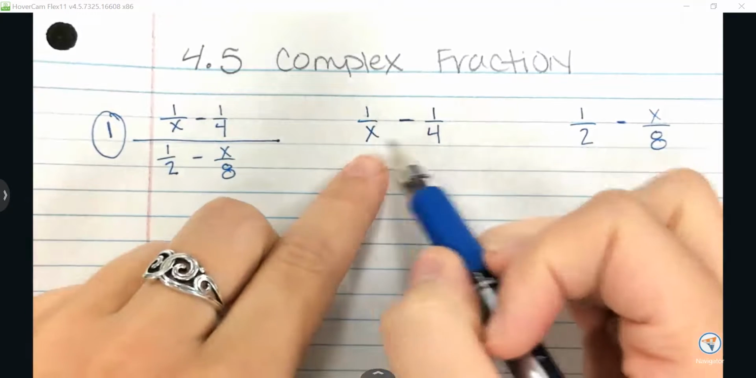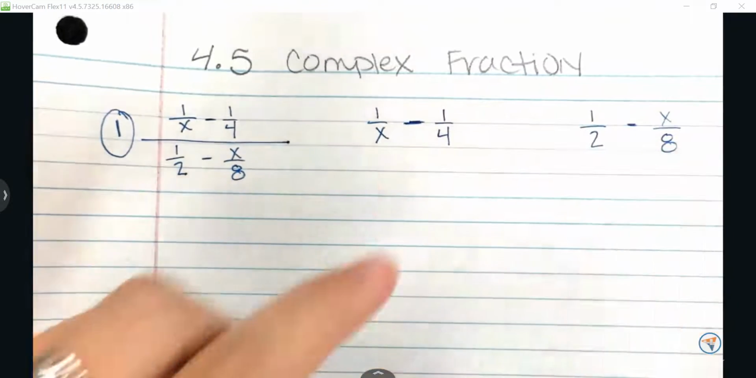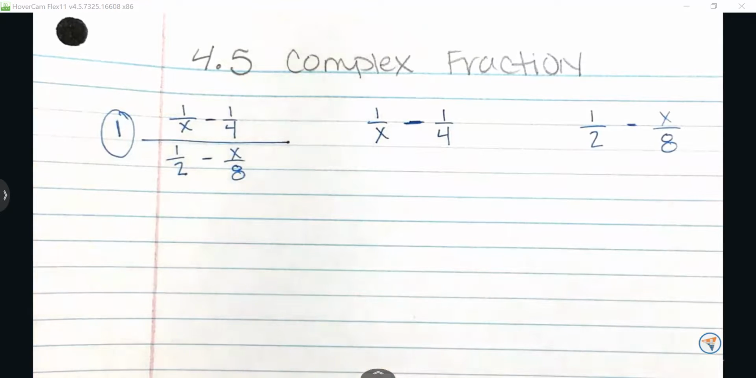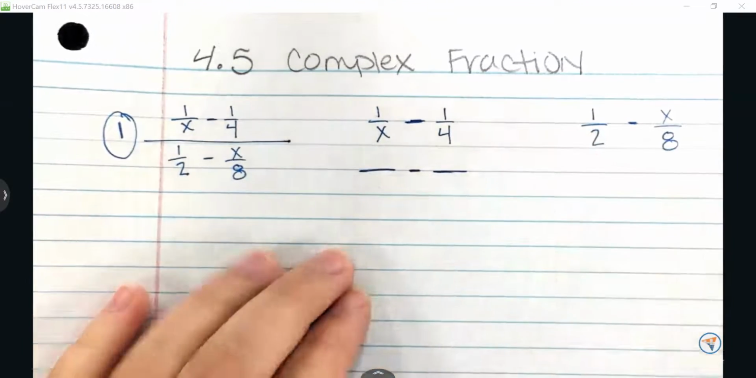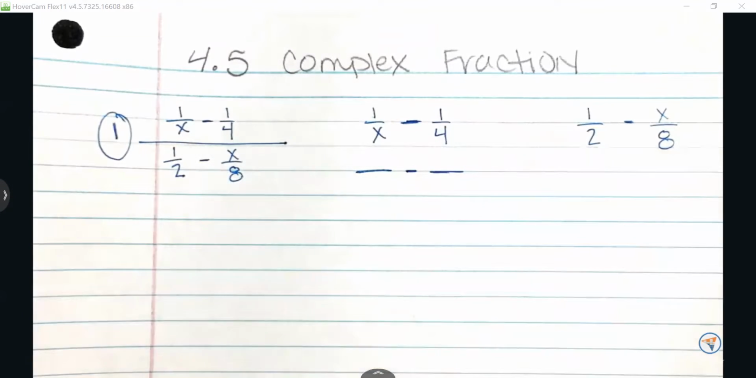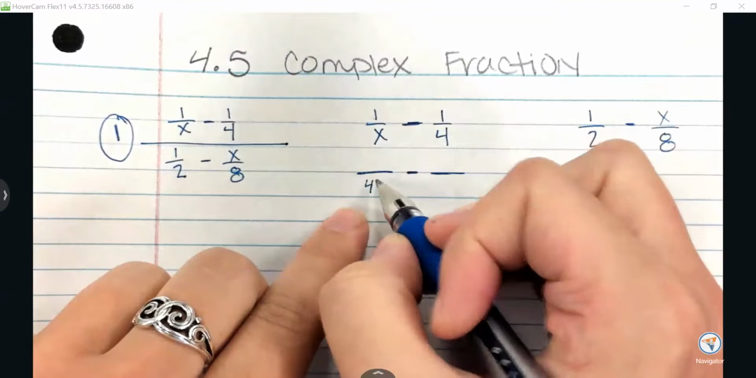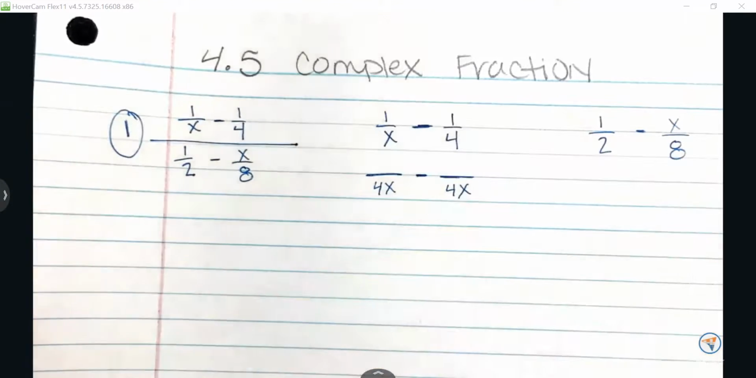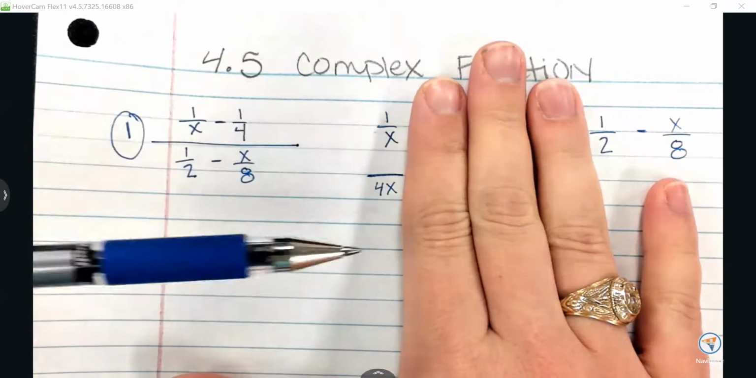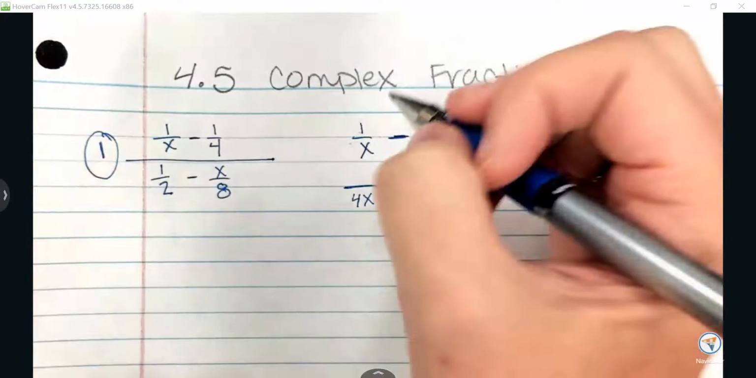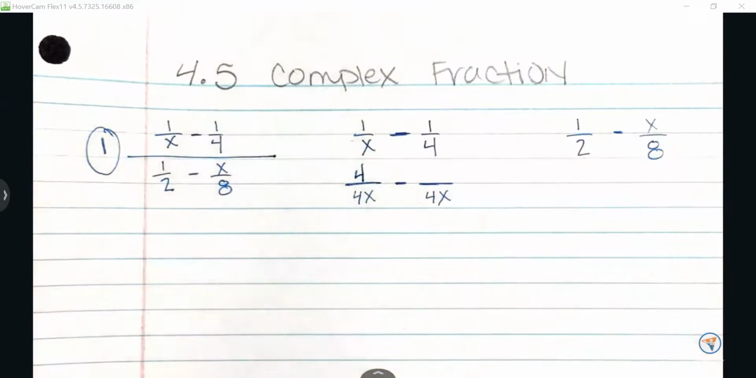So 1 over x minus 1/4, can I actually subtract those? No, why? They're not the same denominator, so they have to have the same denominator. So just like yesterday, we have to find a common denominator. If I have an x and I have a 4, what will my common denominator be? 4x. So just like yesterday, I already had an x. I added a 4 in the denominator, so I'm going to have to put a 4 in my numerator.